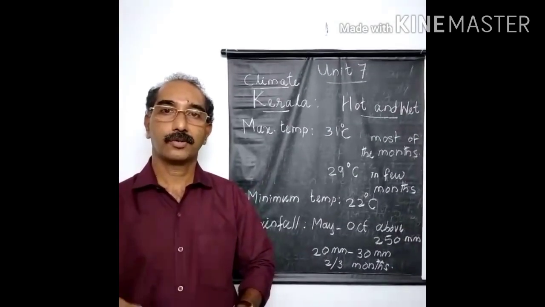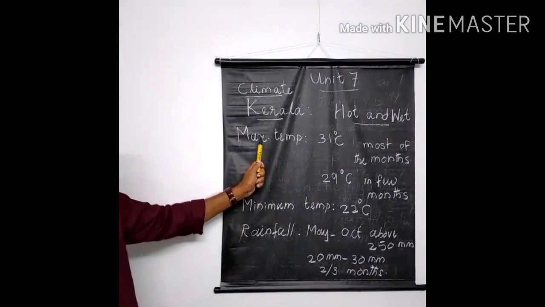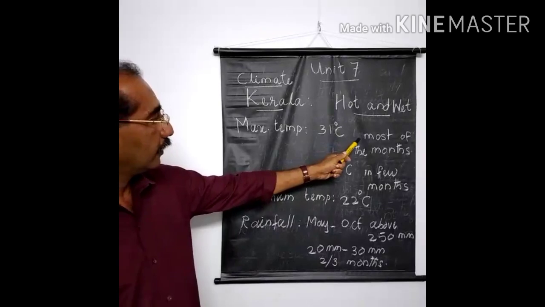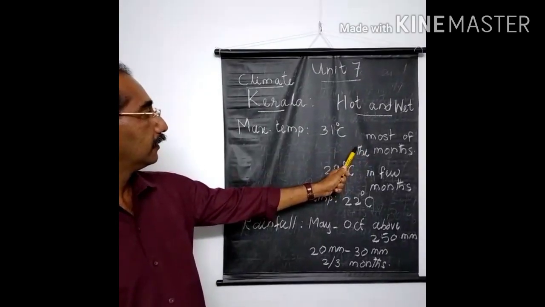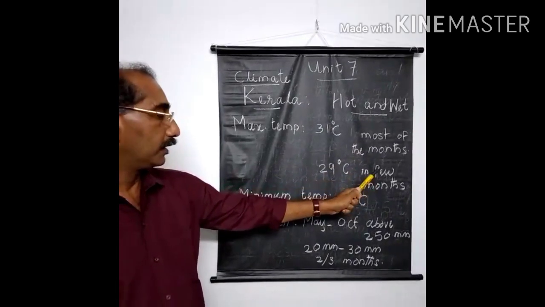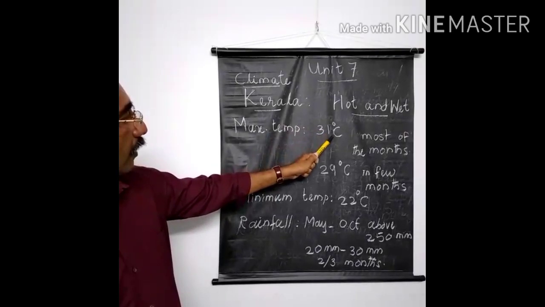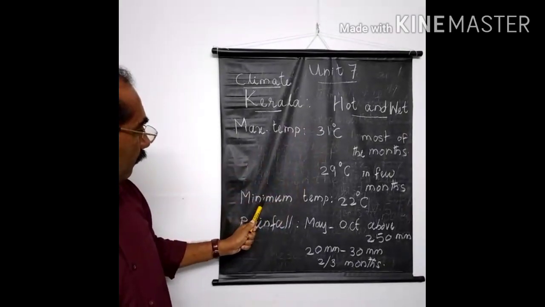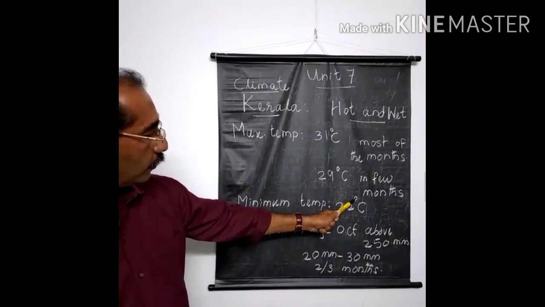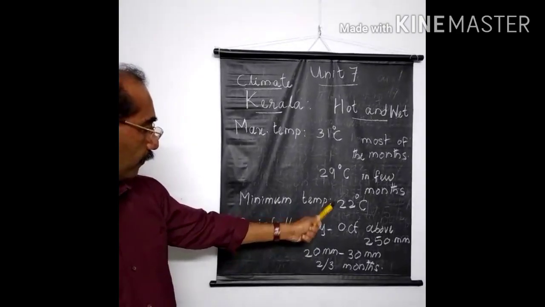Okay, let's talk about the climate in Kerala. Here the maximum temperature in Kerala is 31 degrees Celsius in most of the months, and 29 degrees Celsius in very few months. That means in Kerala high temperature prevails, and the minimum temperature is almost every month 22 degrees Celsius. That means it is not a cool state.